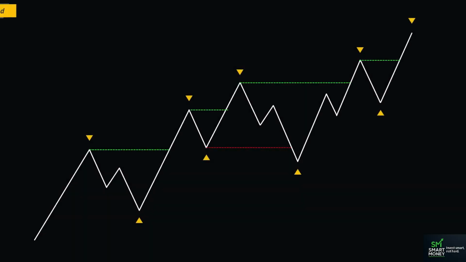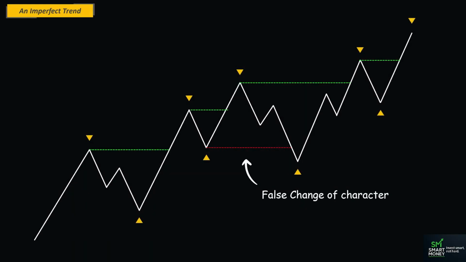However, in imperfect trending scenarios, price can create a false change of character and still continue moving higher. This often confuses traders who assume the uptrend is over and enter short positions too early. By studying many price patterns, we can see that sometimes a change of character happens not because the trend is reversing, but due to other structural reasons in the market, which we are going to discuss now.